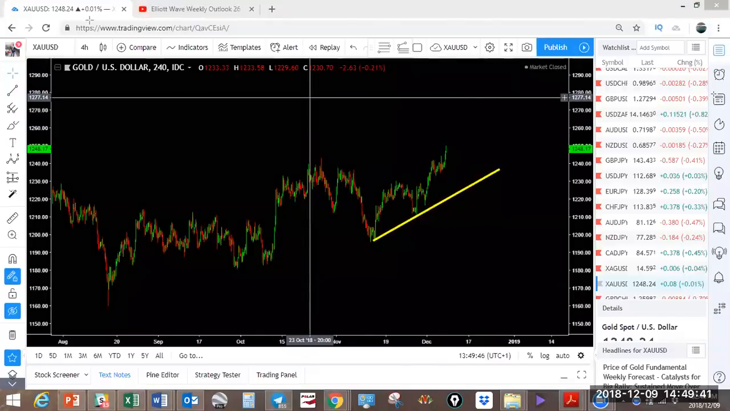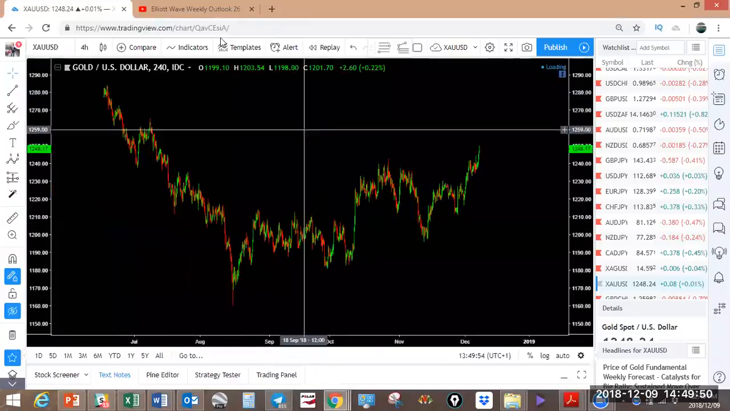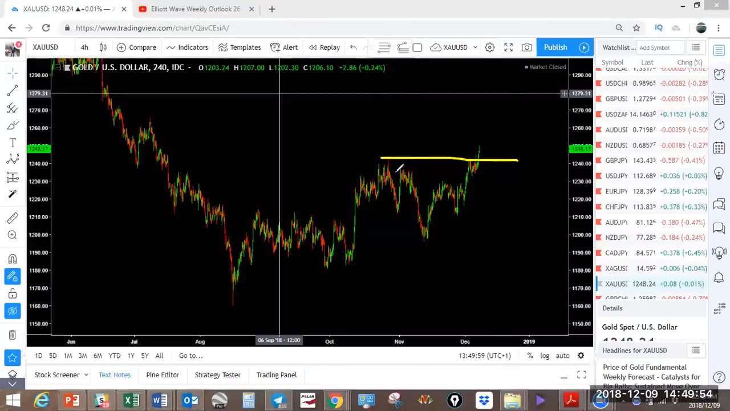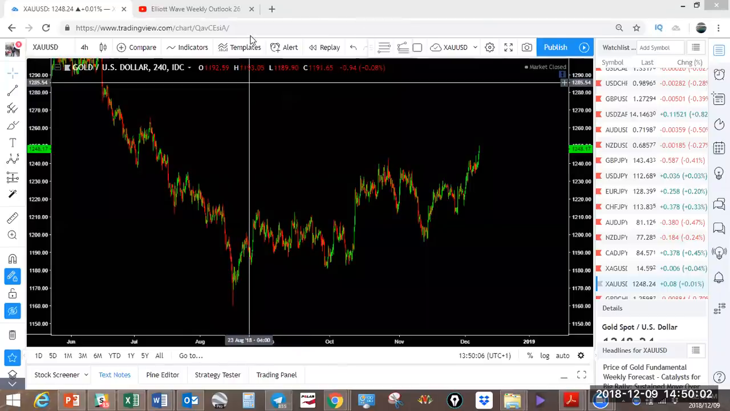Let's see if we get this reversing back here, it will go all the way to 1120. Right now it looks a little bit strong, but that is normal. It has done what we wanted it to do. Now we watch and see if we're going to get a trade to the downside. Okay, that is gold.